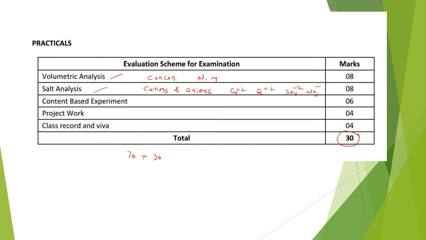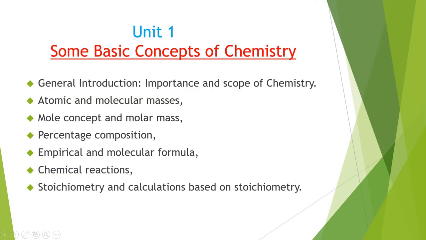We have to identify them in a given salt, by using some experiments. That will carry 8 marks. Content based, related to what? Something we are calculating, like pH. How do you calculate the pH of a given solution? Like that. Project work will be given to you, that is for 4 marks. Record and viva will be 4 marks. Total 30 marks for the practical examination.